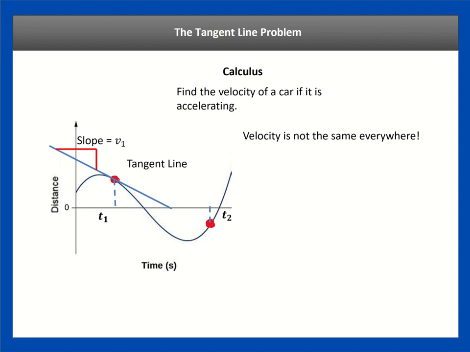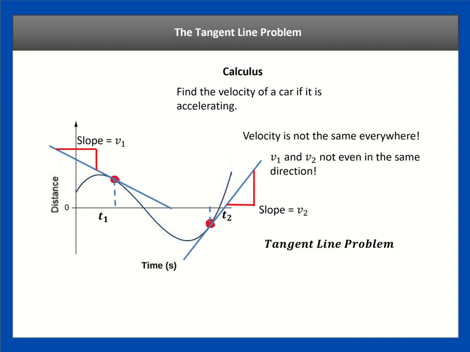And so let's call that slope V1 because that tangent line has to do with time T1. All right, and then if we look at T2, if we draw a tangent line that touches only at that point T2, then we could find the slope of that tangent line, and let's call that V2 for velocity 2. And notice that the slopes are different. They're actually not even pointing in the same direction. Slope V1 is in the negative direction and V2 is in the positive direction. So they're not even in the same direction.